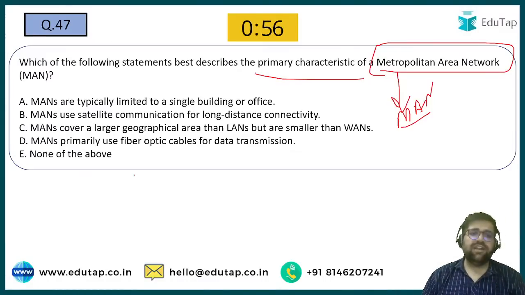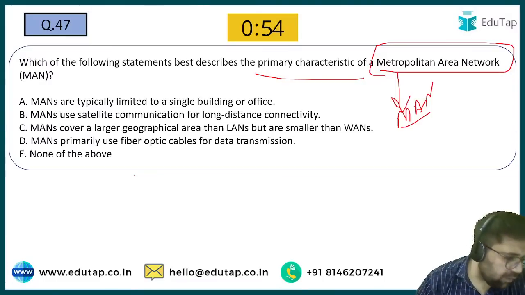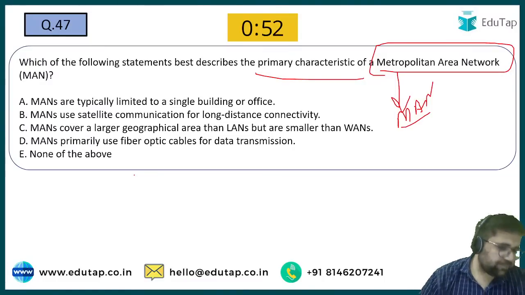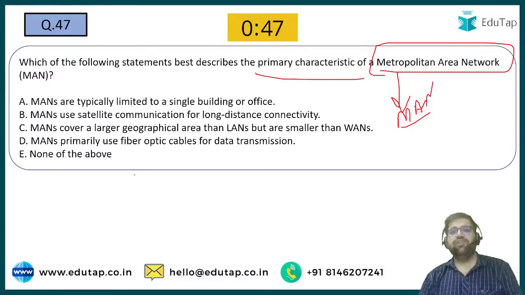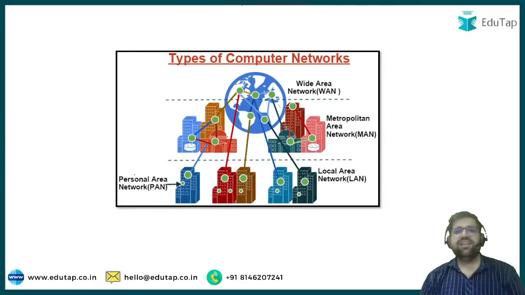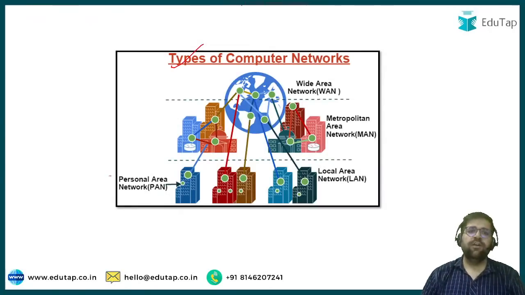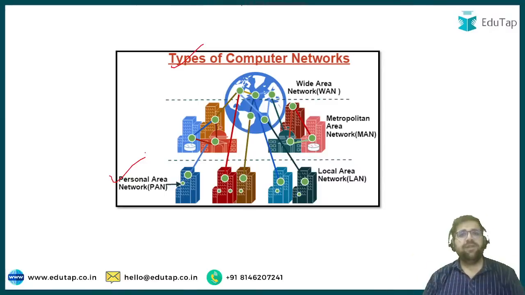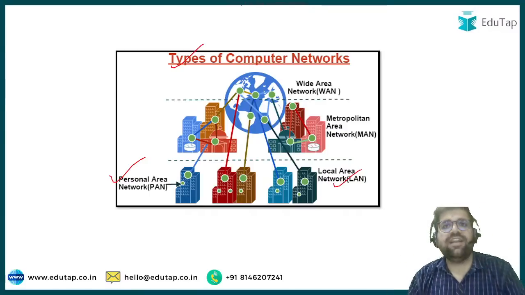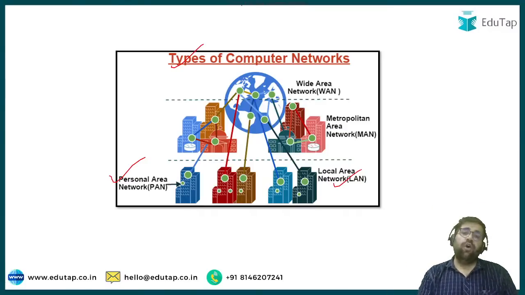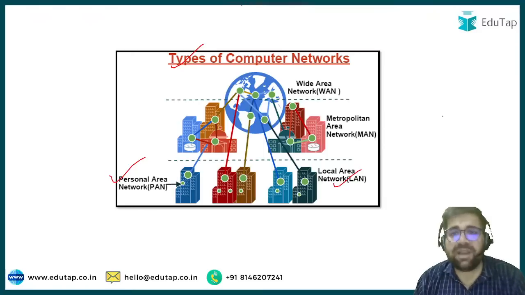Now, please remember certain very important things, PAN. Now, let's remember regarding different types of computer networks. So, we will come to this particular question later on. But first, let's understand different types of computer network. Very first is PAN. PAN is your personal area network. For example, if I develop a personal area network around myself, Bluetooth is an example of personal area network. Local area network is what? For example, if office people want to connect, they can connect with the help of local area network. Then you have your metropolitan area network.